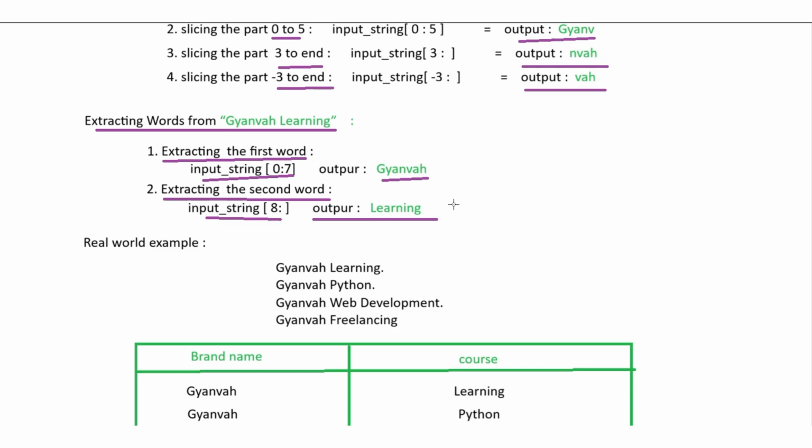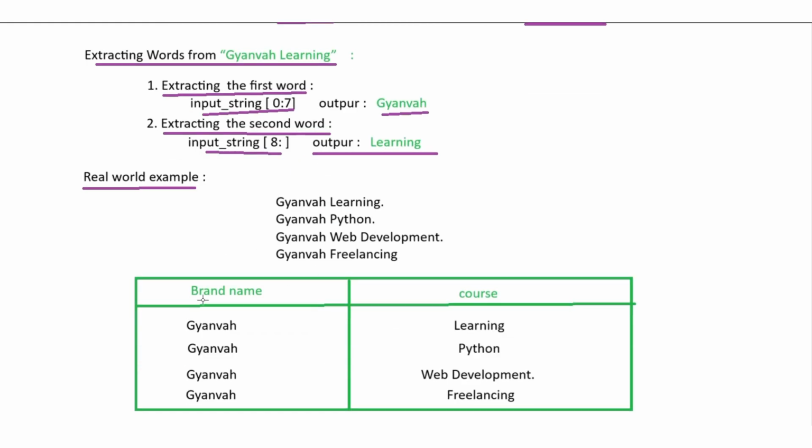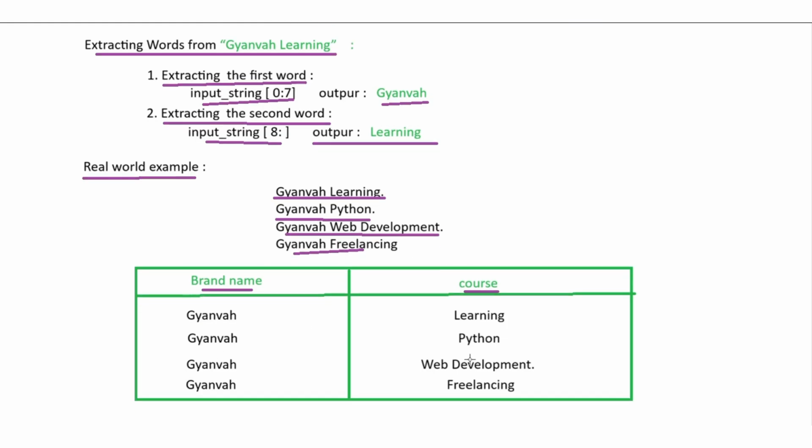Using a real-world problem. Now let us imagine a practical scenario. Suppose you are building a learning platform, and every course title contains 2 parts, the brand name and the course type. For example, Gyanvah Learning, Gyanvah Python, Gyanvah Web Development. You want to take only the course type, meaning the part that comes after the space. How do we do that?